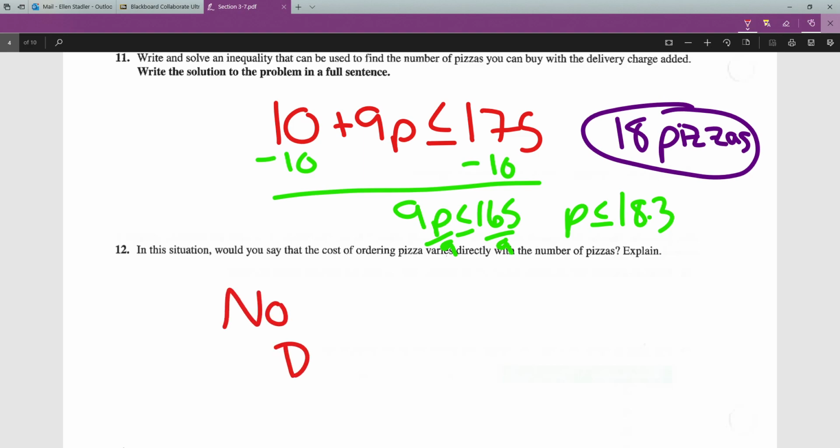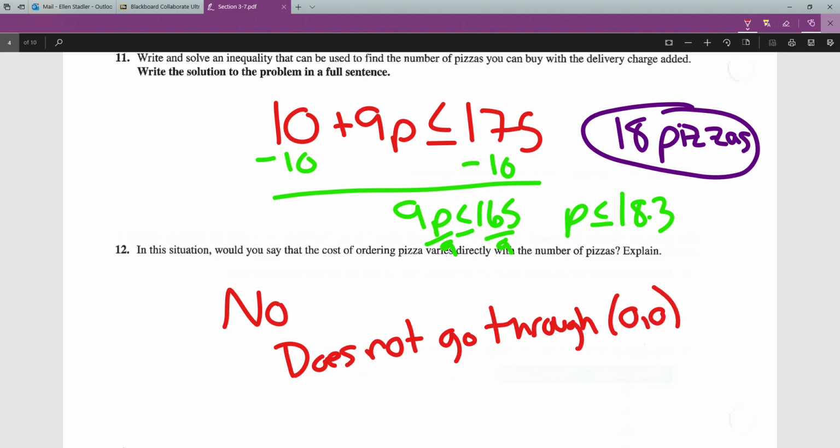No, it does not go through 0, 0. Direct variation needs to be written as y equals k times x. And we can't write it that way because of the y-intercept.